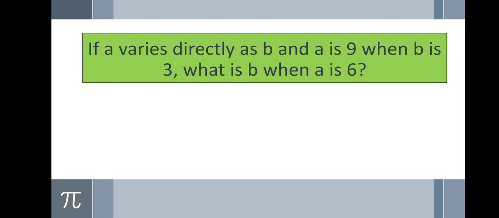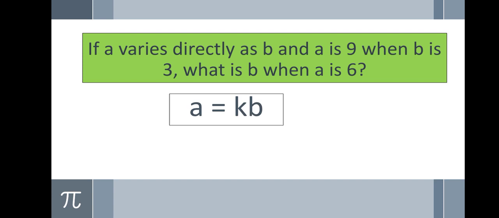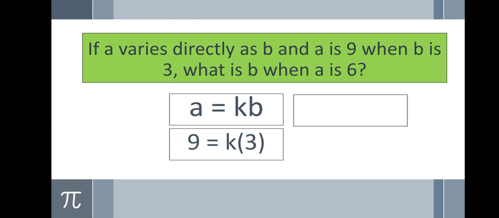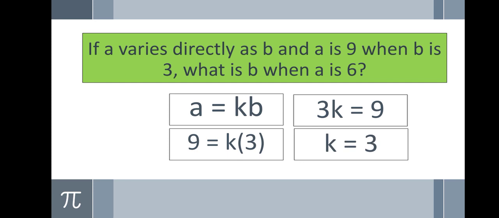If a varies directly as b and a is 9 when b is 3, what is b when a is 6? Now we know that directly means to multiply the constant of proportionality. A varies directly as b is a is equal to kb. Now we will use a is 9 when b is 3 first to know the constant of proportionality. That is, a is 9 and b is 3. To get the value of k, simply divide both by 3 to give us 3. Now 3 is the constant of proportionality. Now we will substitute it to the formula. So the model expression is a is equal to 3b.